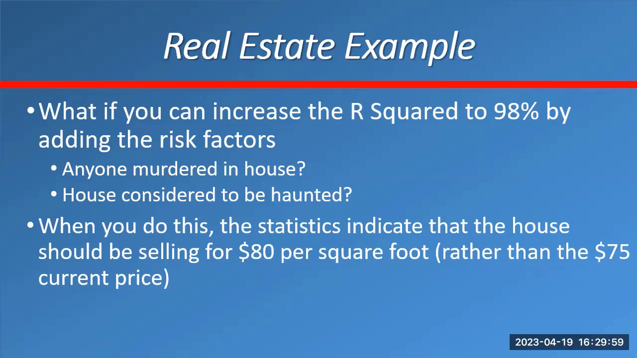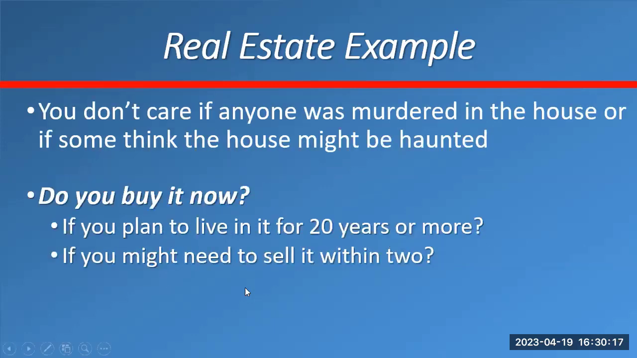So you now know something that is affecting the market value of the house, but you don't care about it. You like the model. You think this house is worth 150, but there's something that makes it go for 80. So the question is, do you buy? Well, the question might be, how long do you plan to live there? If you're going to live there for a very, very long time, then yeah, buy the house for 75 because you think it's worth 150. If you might be selling it in a year or two, you have to recognize those other factors, because when you sell it, the people buying it from you are probably going to care about those other factors.